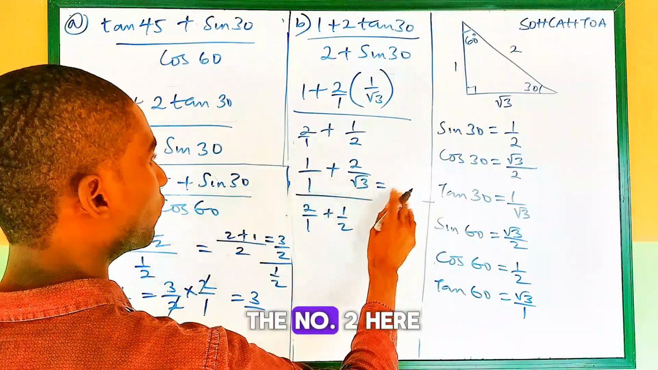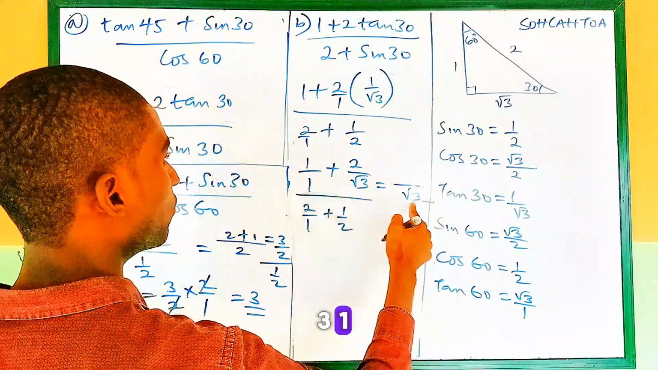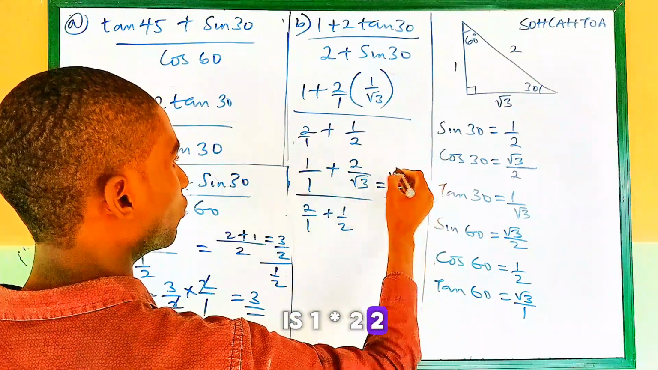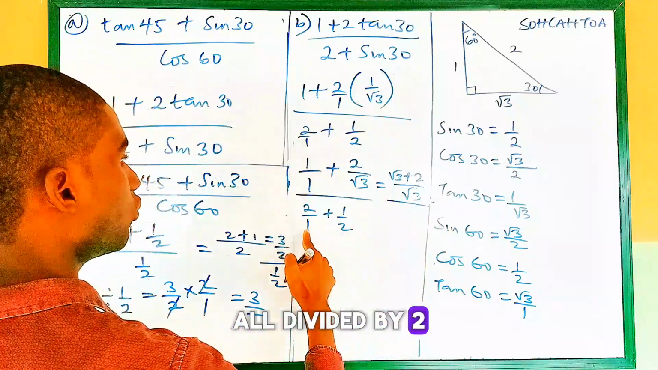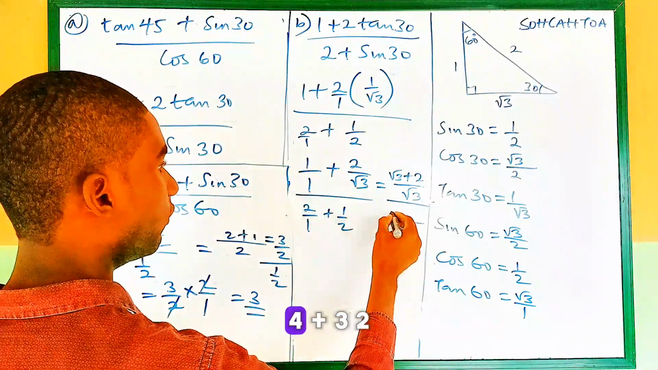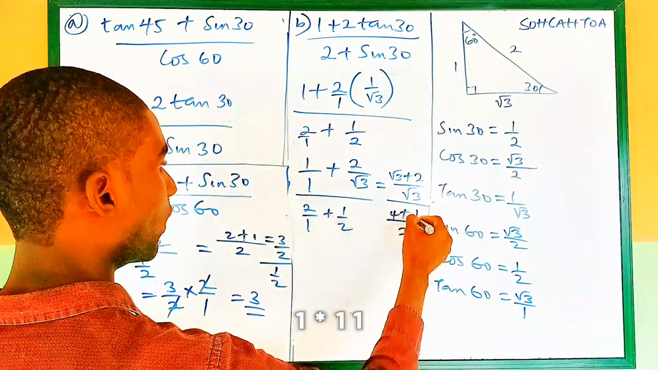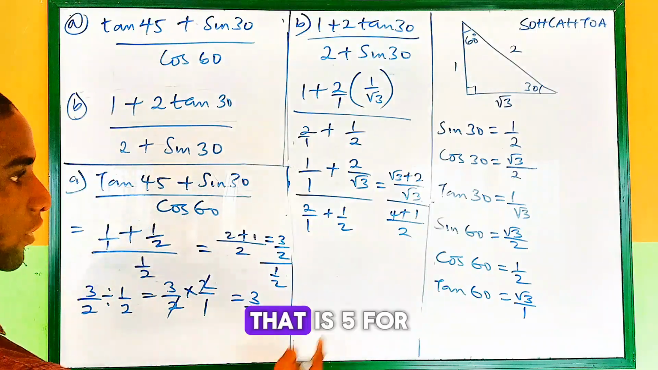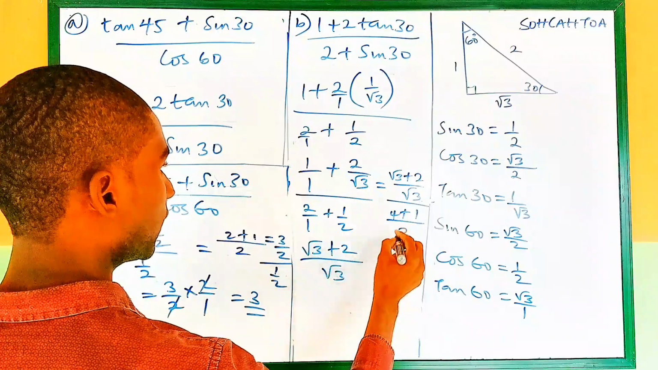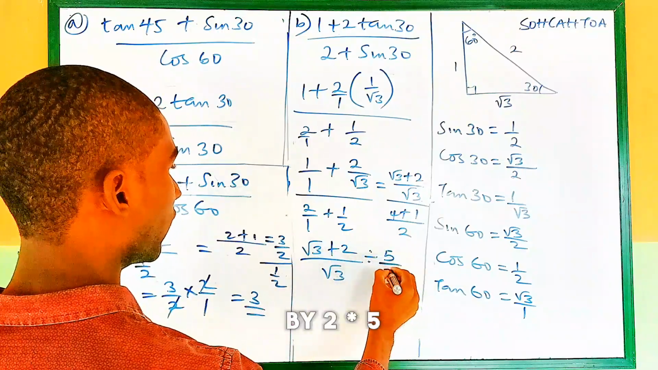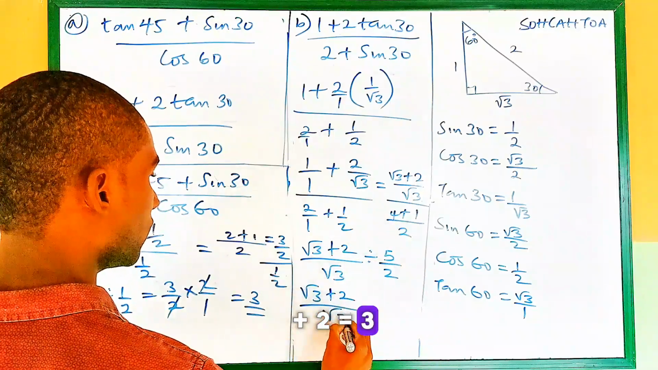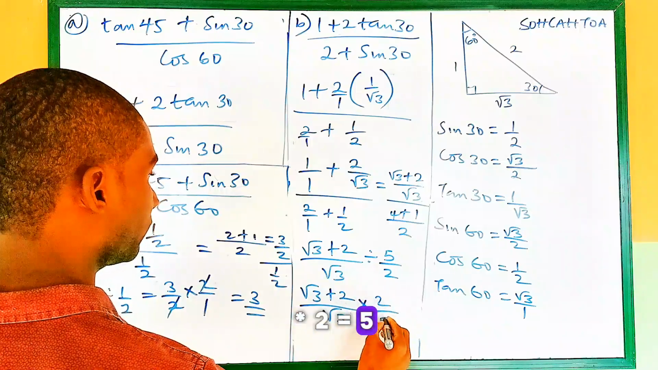So let's solve the numerator. The LCM will be what? Root 3. 1 in root 3 is root 3 times 1, root 3 plus, root 3 in root 3 is 1 times 2, 2. All divided by 2 plus half, or better still, LCM is 2. 1 in 1, 2 times 2, 4, plus 2 into 1 times 1, 1. That is 5 over 2. So you have root 3 plus 2 over root 3 divided by 5 over 2. That will be root 3 plus 2 over root 3 times 2 over 5.